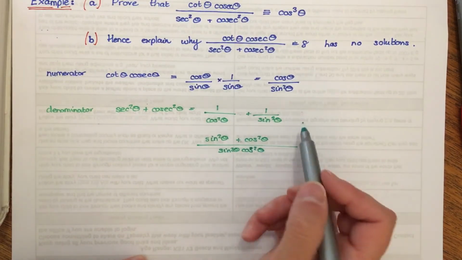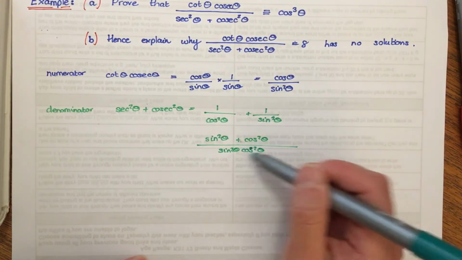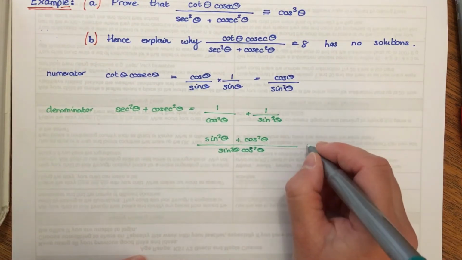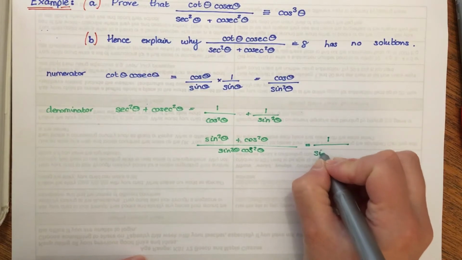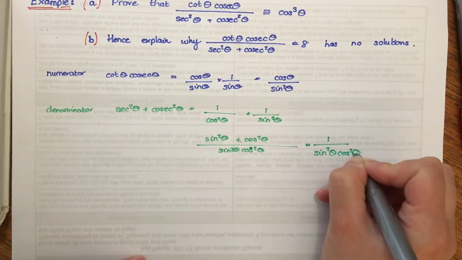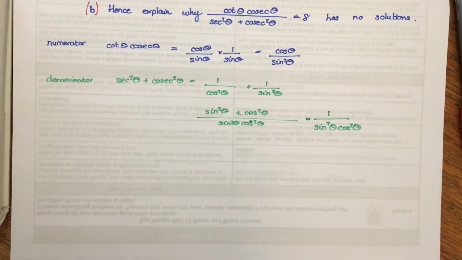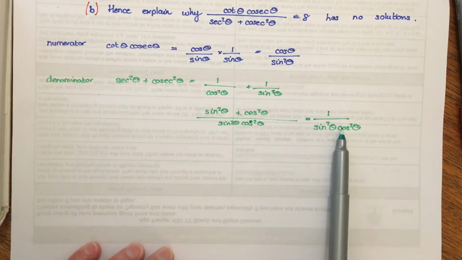So all I've done is cross multiply there, times this whole side by sine squared, times this whole side by cos squared, and put them over the common denominator. We know that sine squared plus cos squared is 1, so that will simplify to 1 over sine squared theta cos squared theta. And I don't think there's anywhere that's going to be advantageous for me at the moment. So I've worked on the numerator and got that. I've worked on the denominator and got that.